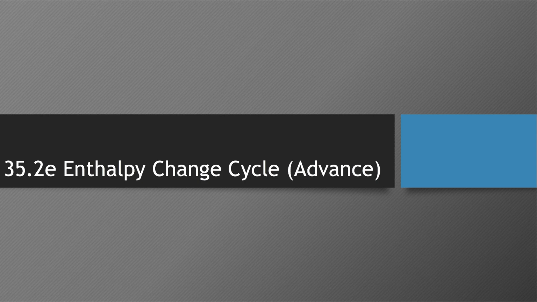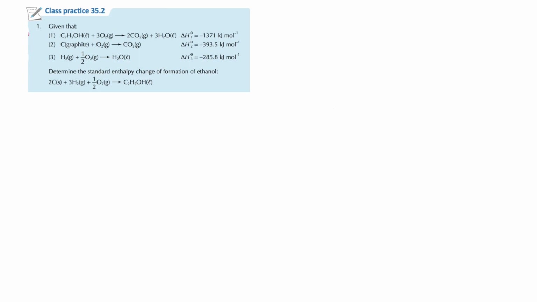35.2 extension. Okay, so this one we'll continue talking about the enthalpy change cycle. We're just doing some advanced level questions. So the first one, class practice 35.2. You see that this question is different from the previous one. We are having 4 equations instead of 3.